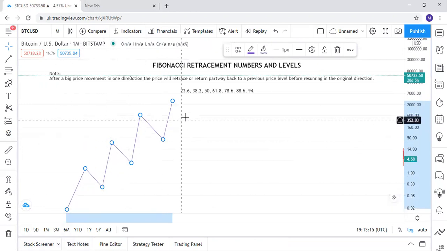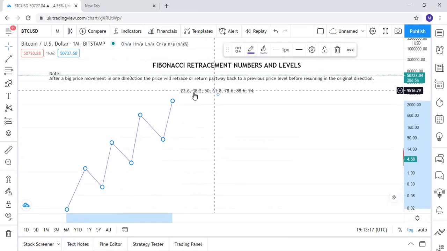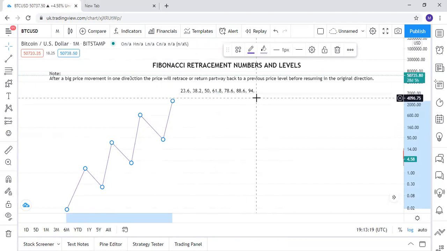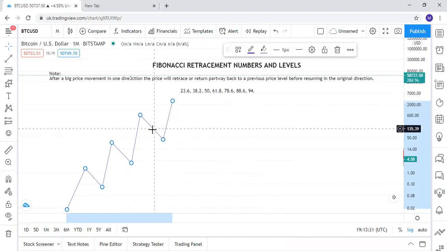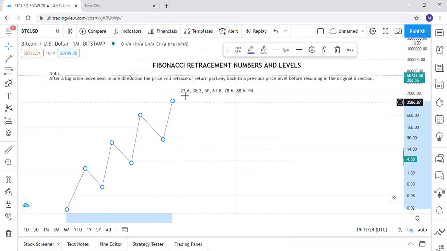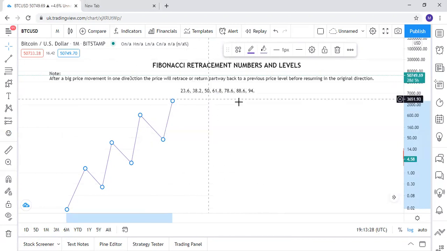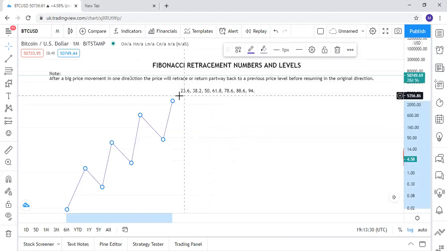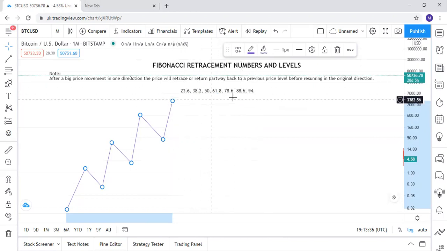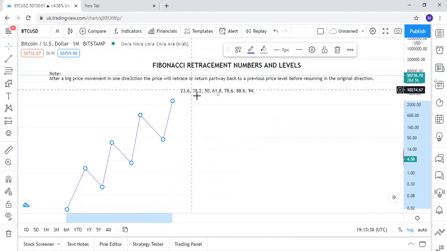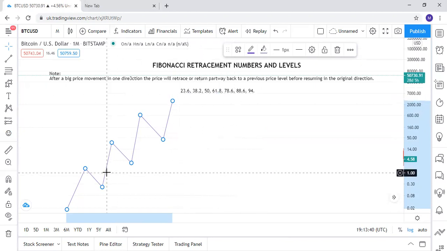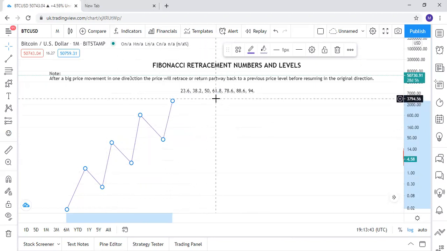Now, these Fibonacci levels don't lie. They are accurate. The market will always obey them. The market always obeys these levels. Why? I don't know. It's just a rule, and so far the market has not broken the rule. It always retraced to these levels. It has never broken this level. It's always retraced to one of these levels before going back in its direction.